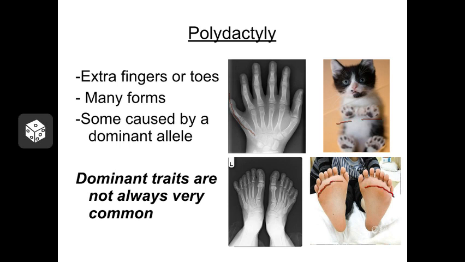Now, polydactyly is also an interesting example of a dominant allele because it's not actually very common. I mean, how many people do you know that have extra fingers or extra toes? So I put this here to remind you that dominant alleles are not always common. They tend to show up when they are inherited, but they're not always the most common allele that exists.